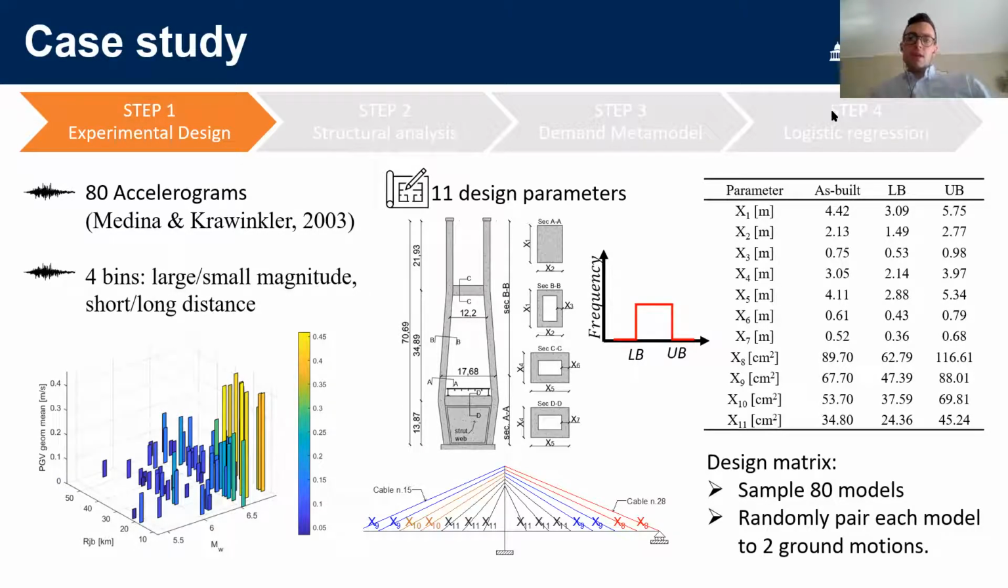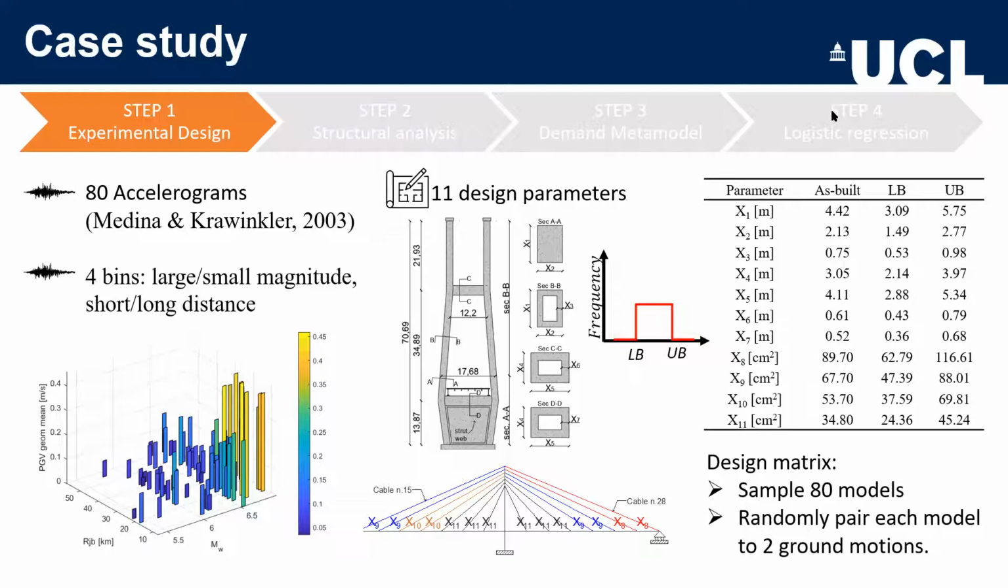About the pairing process, I did that because I'm trying to see how we can obtain better metamodels. So the first analysis I did was by pairing, but just running 80 time history analyses. So I generated 80 different models and paired each one of them to one of the accelerograms. The second approach, which is the one that I try now, consists in performing a 2 levels design for the earthquake. And I'm trying to see which of these approaches can give better metamodels.